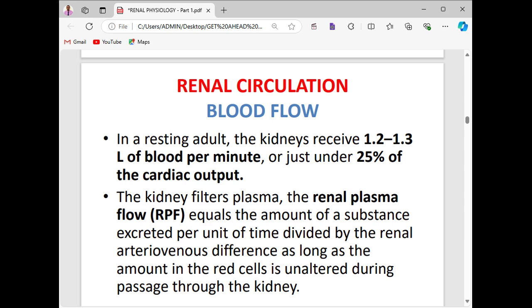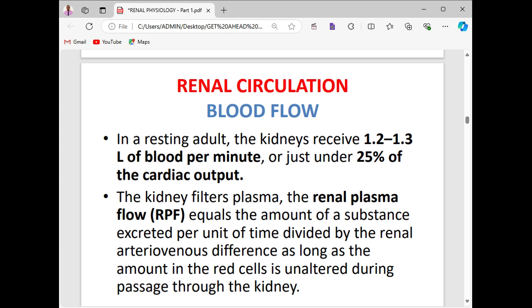Then from there, we would have reached the glomerulus. From the glomerulus, we are going to have the efferent artery. Then from the efferent artery, that is when we are going to have the peritubular capillaries. From the peritubular capillaries, we are going to have the intertubular veins. From there, we'll have arcuate veins, which will lead us into the interlobar veins, and then finally we'll end with the renal vein.